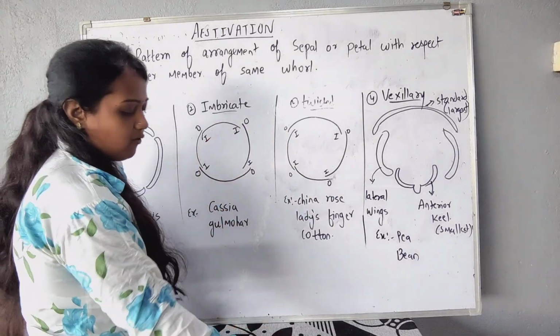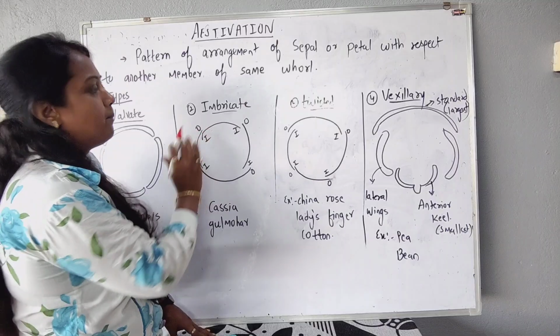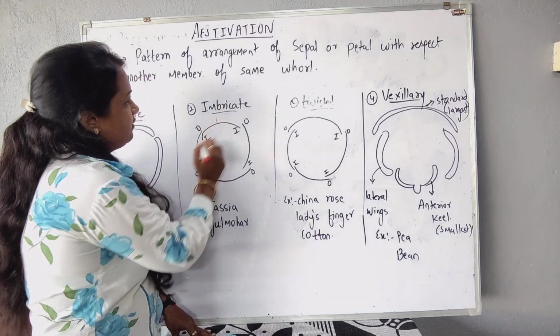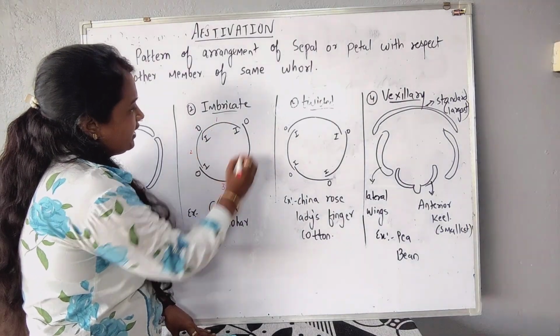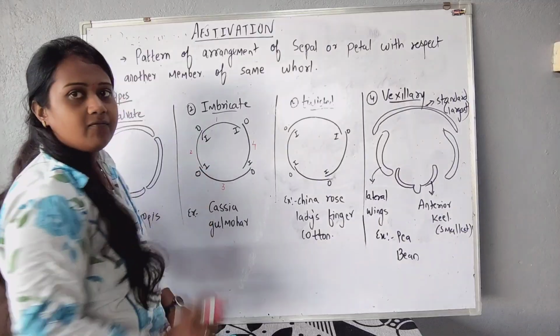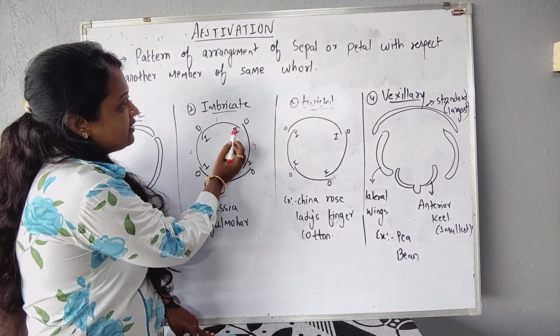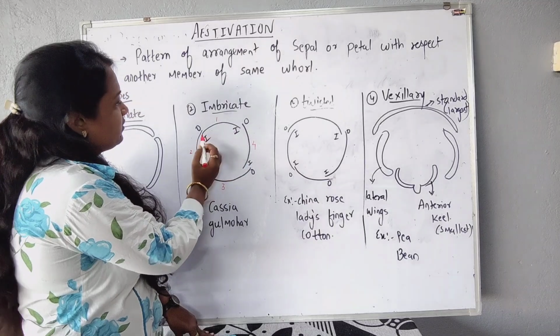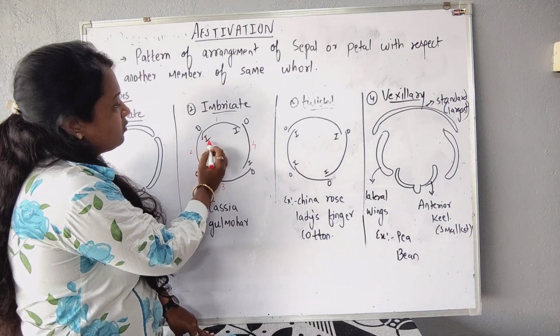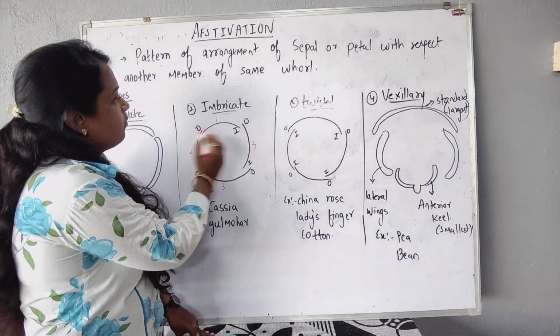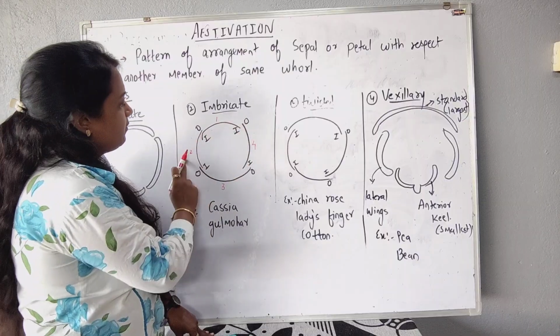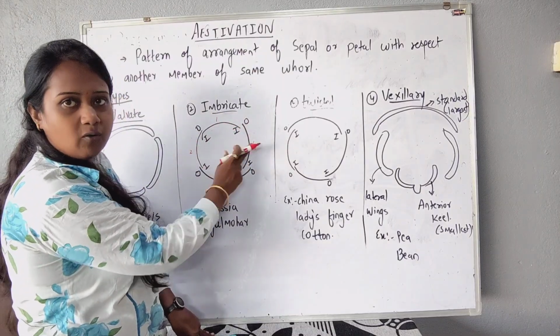See, for understanding I am labeling and giving numbers. Okay, if this is 1, 2, 3 and 4. Look at the first member, number 1, sepal or petal. The right margin is on the inner side, I. The left margin is also on the inner side, I. Both margins are being overlapped by members 2 and 4.